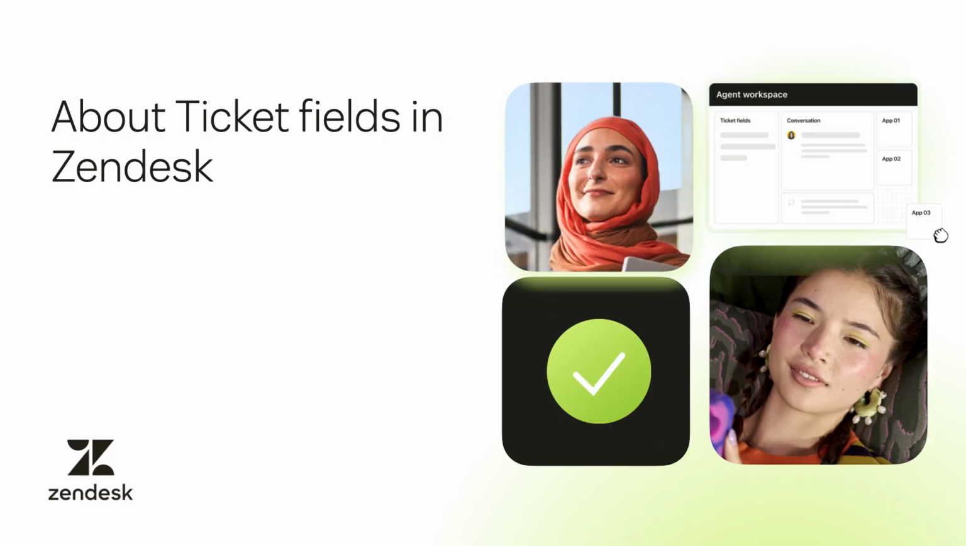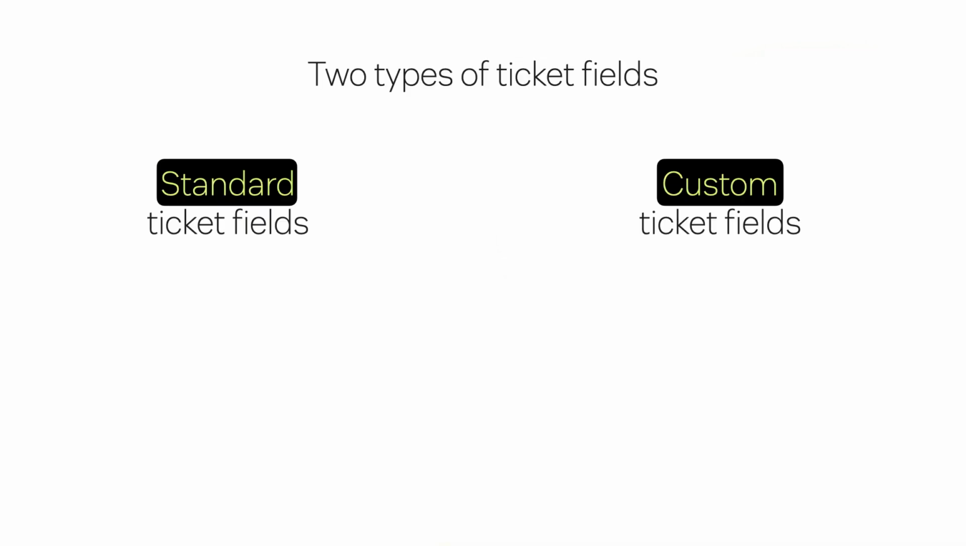One way Zendesk helps you remain consistent with the communications you share with each customer is through ticket fields, which gather all relevant information about your customers to display it within the ticketing interface and reports. You have the option to make fields visible to both the customer and the agent or to the agent only. There are two types of ticket fields, standard and custom.